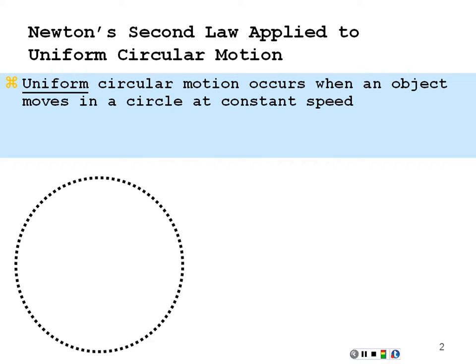We saw at the end of Chapter 4 that if we had uniform circular motion, with an object moving around in a circle at constant speed, even though its speed was constant, it could still change velocity in terms of direction. And because it changed velocity as a vector in direction, it still had an acceleration associated with it, in this case the centripetal acceleration. So we want to reinvestigate that.